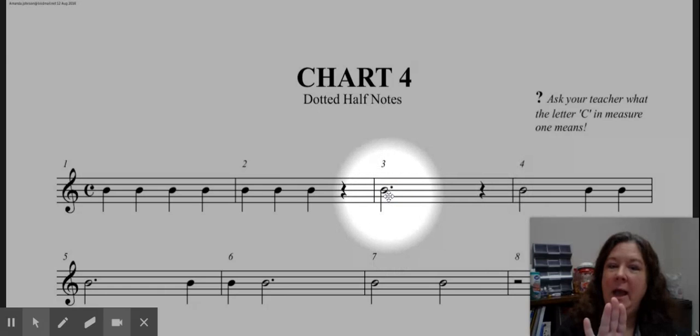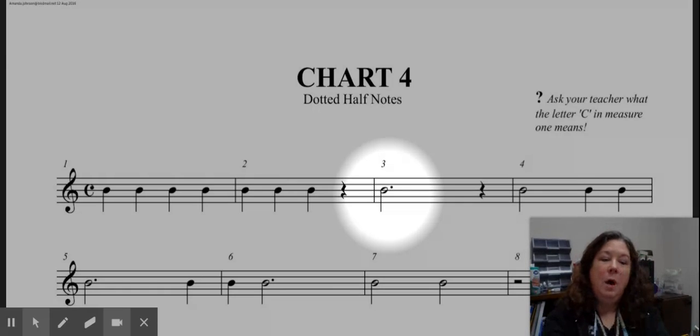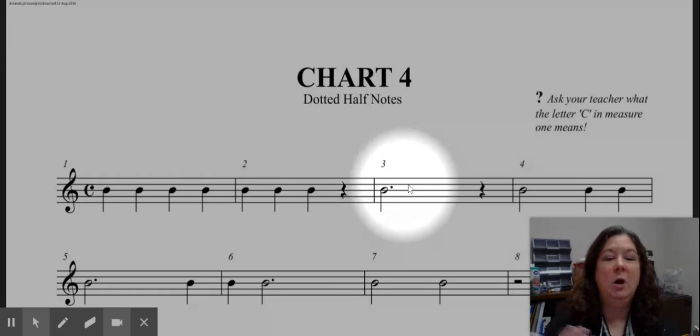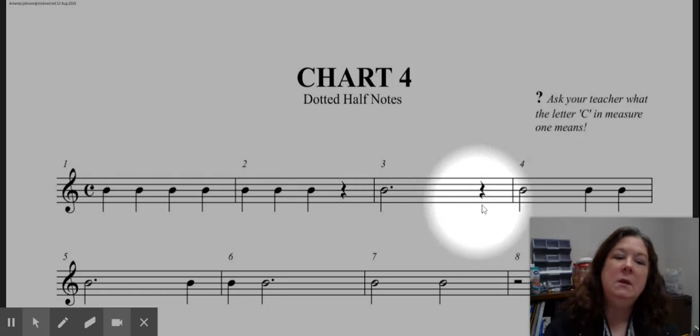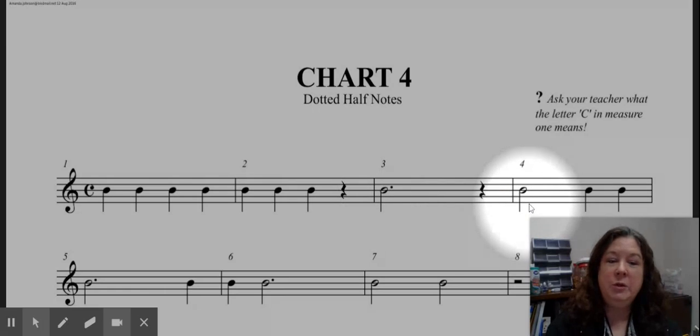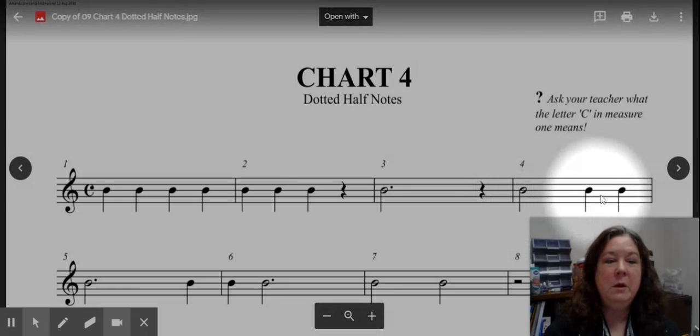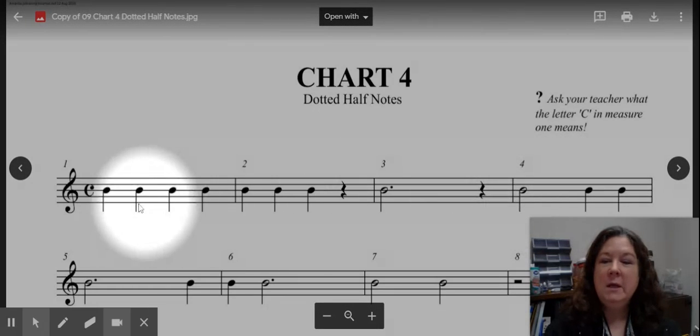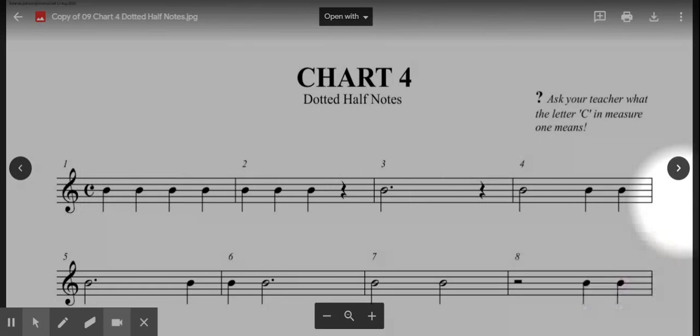So when we get to this dotted half note, it is 3 beats, but 6 pulses. So we are going 1, and then a rest on count 4. You have a half note, 2-count half note in measure 4, followed by 2 quarters. So let's give this a try. Here's our met.